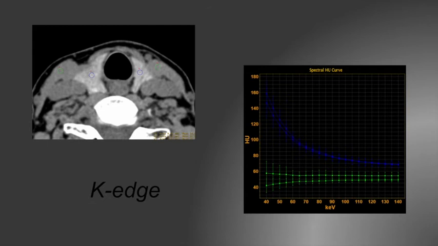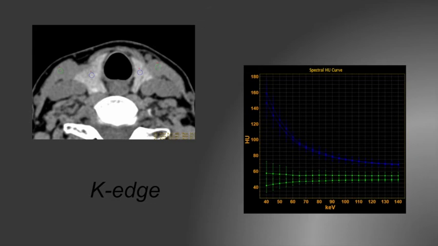On the other hand, ROI analysis of the thyroid gland, which contains iodine, demonstrates significant changes in attenuation at different energies because of strong spectral properties of iodine. This is exploited for different head and neck imaging applications, as you will see shortly.